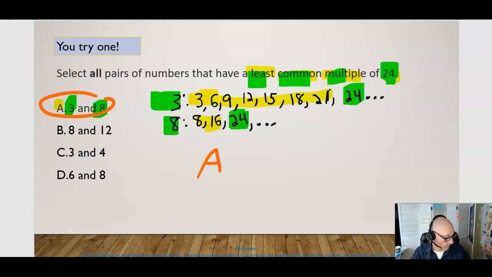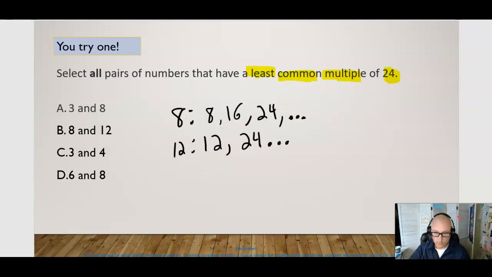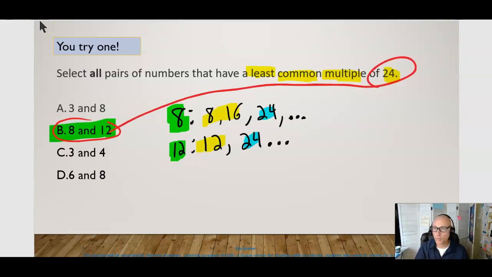The clicker is quicker than me trying to do whatever I was just trying to do. How about 8 and 12? There's our 24 in common. Anything below that in common? Nope. There's another correct answer. Yes, 8 and 12 have the least common multiple of 24, and 3 and 8 have the least common multiple of 24.